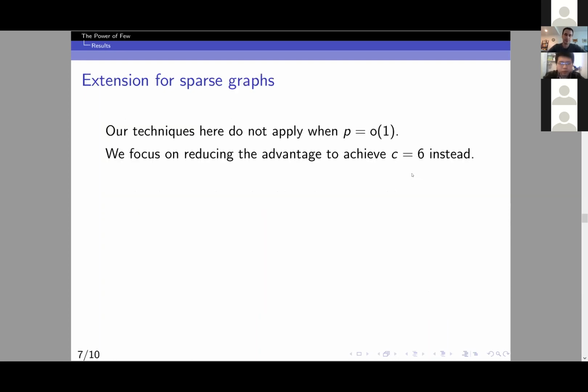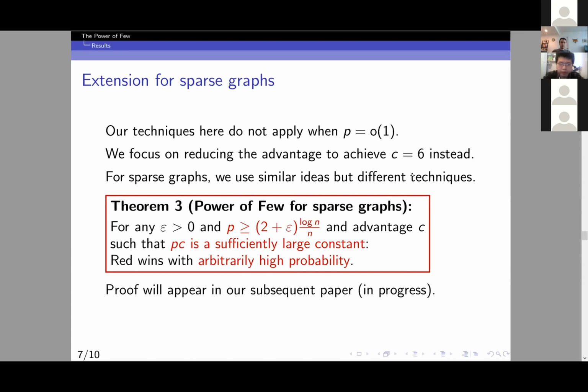Okay, thank you. Yeah, so the techniques that we used for this theorem only work when p does not tend to 0 as a function of n, so it only works for dense random graphs, because we have to tailor the techniques to get to a very small number. So we highlight that we only need to bribe very few people. But for sparse random graphs, we also have a similar theorem. Here we also have the same results, and it works for any p that is larger than (2 plus epsilon) times log n over n. And it works whenever the advantage times p is a large constant. And it will be in our next paper.